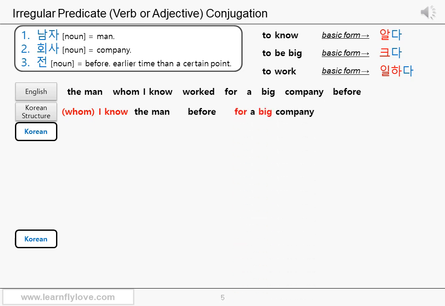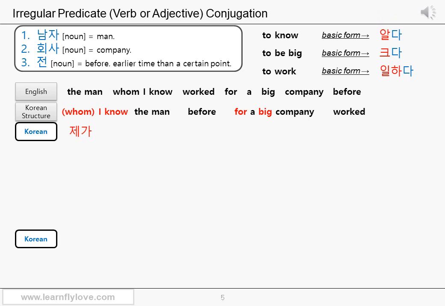We don't have to know where the for a big company part belongs to grammatically, but we know for sure it's something directly related to the verb work. Whom I know, the man, before, for a big company, worked. We don't need whom since the entire whom I know part modifies the noun the man. We don't have any grammatical element in Korean like that. Let's forget about it. I, 제가, know.